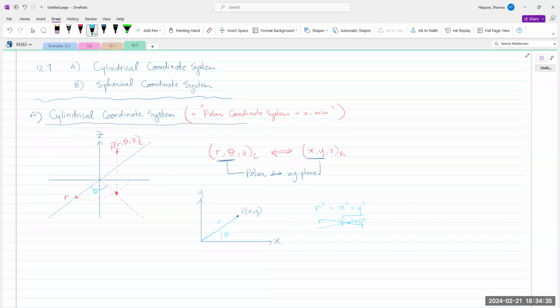Okay, next, how about theta? The theta is equivalent, not exactly equal, to tangent inverse of y over x. Now, why I say equivalent is that we may need to adjust the quadrant.